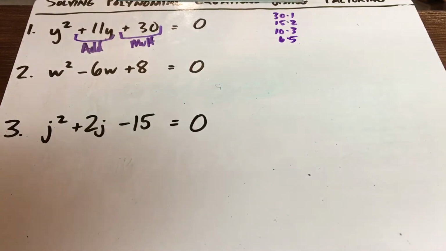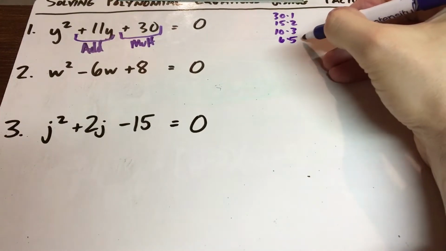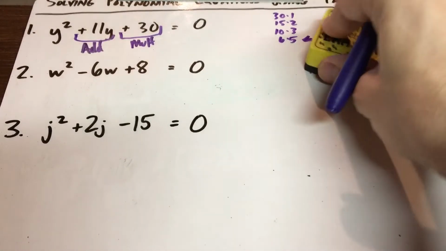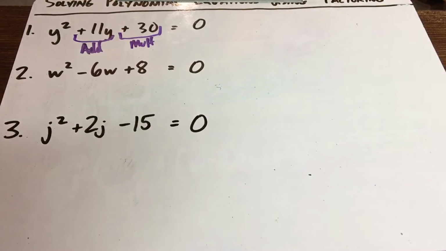Only one of those combinations adds up to equal 11. And it's got to be this one right here, right? 6 and 5. None of the others would equal 30. So it's got to be 6 and 5. Let me erase that so I can save some space.